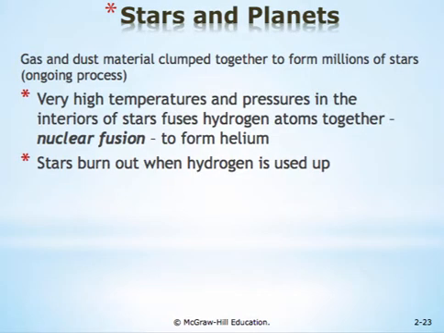Gas and dust material clumped together to form millions of stars, which is an ongoing process. Very high temperatures and pressures in the interiors of stars fuse hydrogen atoms together. Nuclear fusion. This forms helium. When the stars burn out, the hydrogen has been used up.